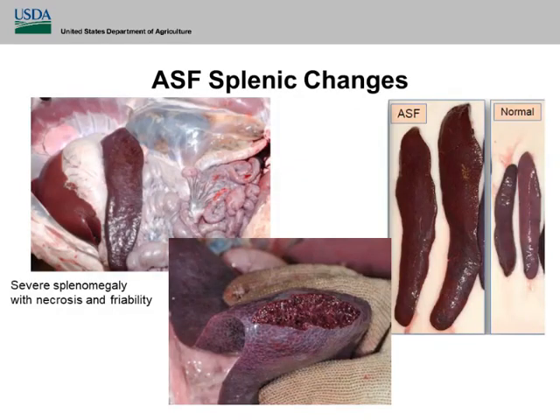When you look at the spleen, however, you can see that the ASF-infected spleens are much, much bigger than the normal spleens put next to them. It also has this friability. You can bend the spleen over and it sort of snaps. So the damage done in the spleen is significant.